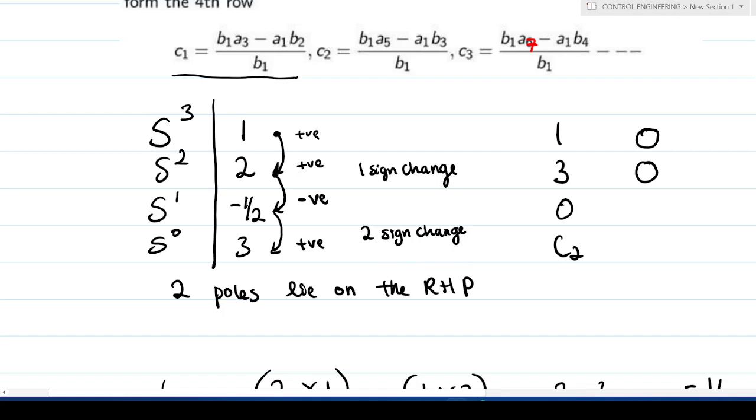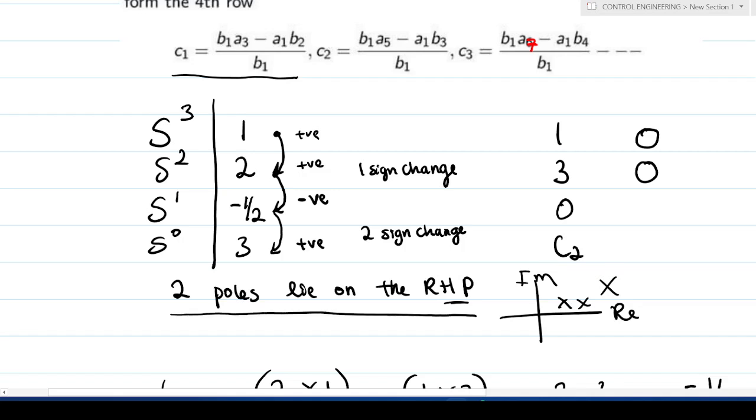And I told you, if you have any poles lying on the right hand side of your plane, that means the system is unstable. So therefore, this system, since it has two poles lying on the right hand side, is unstable.